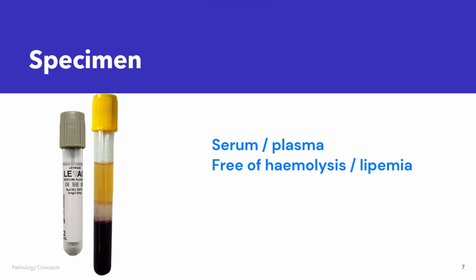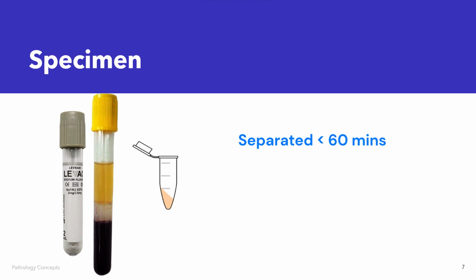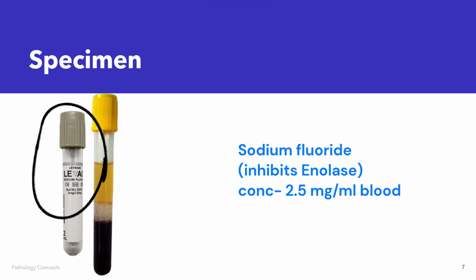Specimen. Samples to be collected are either serum or plasma and it should be free of hemolysis or lipemia. The plasma sample should be separated from cells within 60 minutes of collection unless the tube contains glycolysis inhibitor. Serum samples are appropriate for glucose analysis provided the serum is not in contact with cells for longer than 90 minutes.